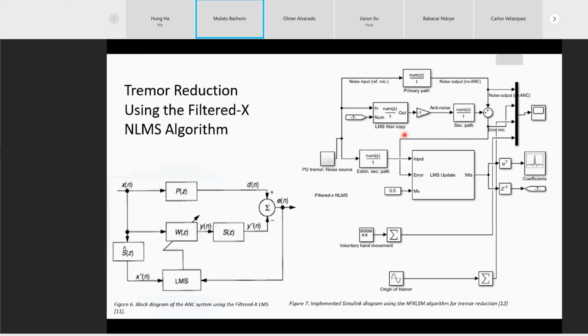Also, here we have the anti-noise, or the signal that will be used to cancel the primary noise source, and it will be used as the secondary path. This anti-noise signal is created by using an additional LMS filter. This junction right here basically will take the difference between the two signals.